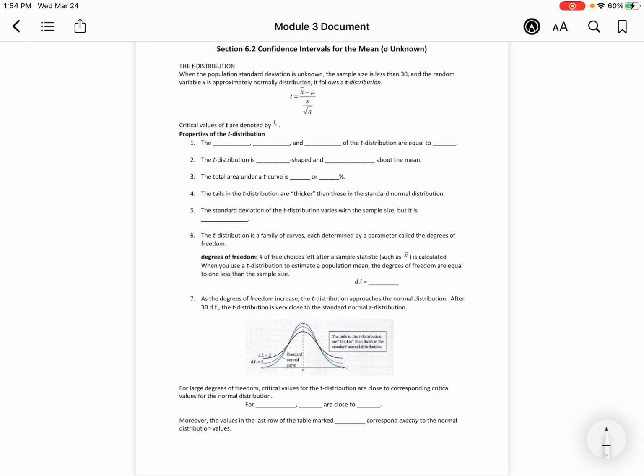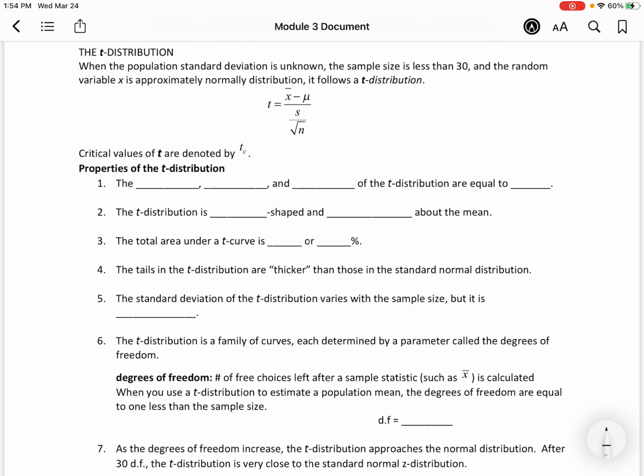And this is actually in your Module 3 document, to look at some of the differences between the t-score and the z-score. In a z, we did x bar minus mu over sigma over the square root of n, whereas a t-score for the t distribution is calculated using x bar minus mu over s over the square root of n.